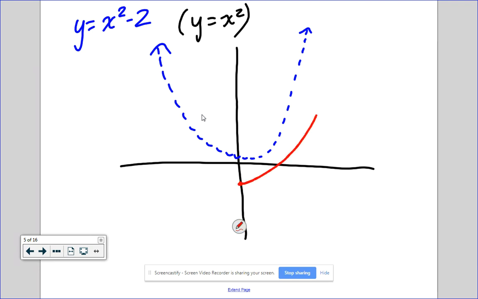Do we just guess on the curves? Yeah, it doesn't have to be perfect. Now, could you make an XY table and do it that way as well? Yeah. But if you know the parent functions and you know what type of shift that is, just do it that way.